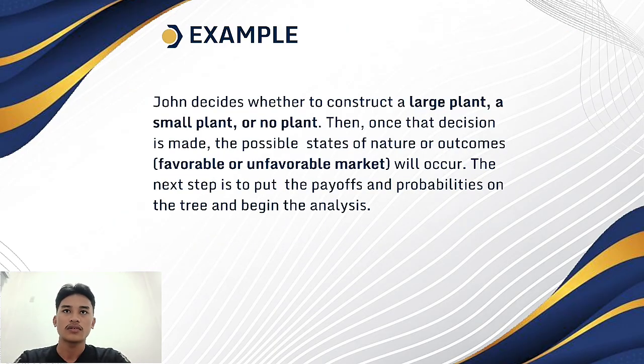So next we have an example. John decides whether to construct a large plant, a small plant, or no plant. Then once the decision is made, the possible state of nature or outcomes, either a favorable or unfavorable market, will occur. The next step is to put the payoffs and probabilities on the tree and begin the analysis.